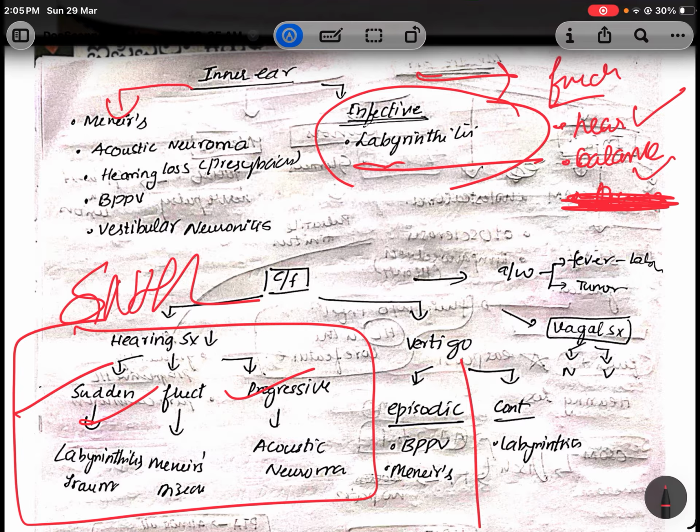Correct? But what will happen in BPPV or Meniere's? Again, in Meniere's, what will happen? It will blast and again it will go into a remodeling phase. In BPPV, again based on the crystals, you will have problems. Correct? Based on when they are getting lost, so we'll have episodic. Got it? I hope I am making things clear. That's the main aim, nothing else.